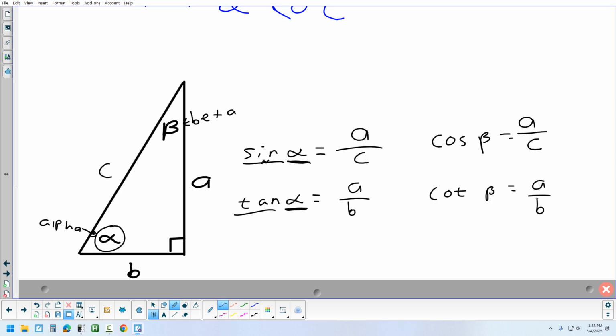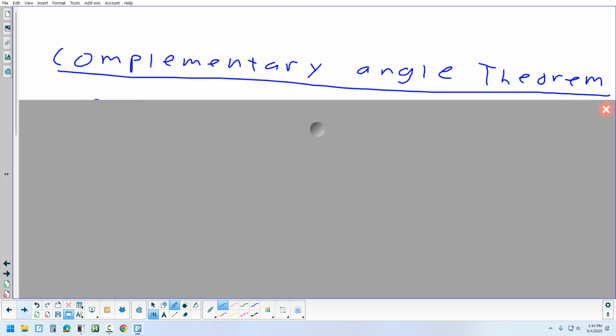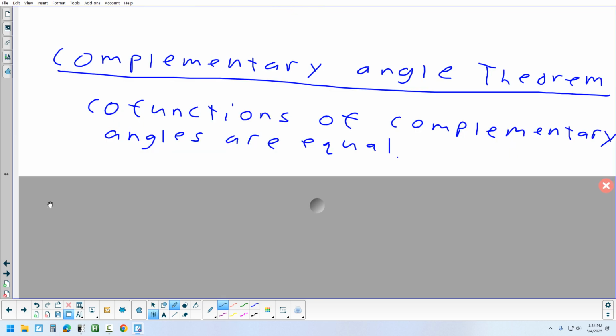So look at the pattern. This and that are cofunctions, and this and this are complementary angles. So that is called the complementary angle theorem: cofunctions of complementary angles always come out the same. Okay?